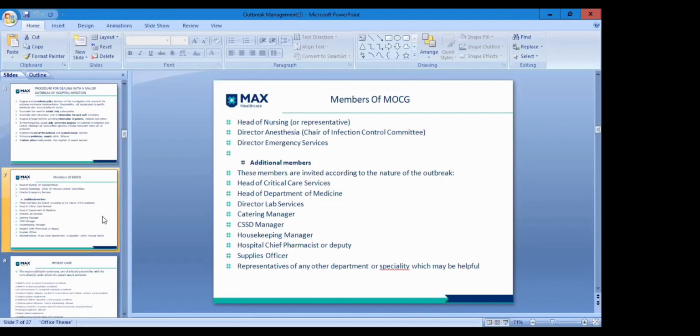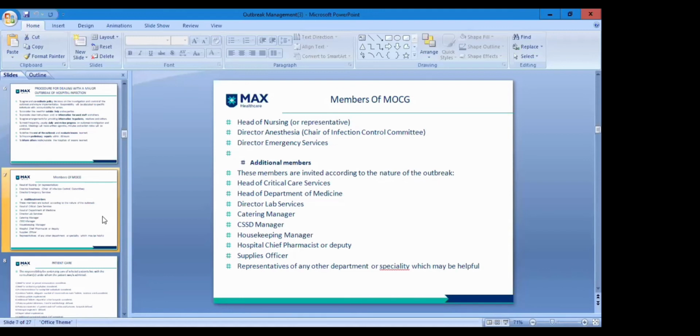The hospital chief pharmacist was involved. We all remember an era where remdesivir was not available in most hospitals, though it was available in the market. So the chief pharmacist was involved in this case. The supplies officer, or a store manager, was involved, because N95 masks and an adequate number of PPEs need to be there. So our supplies officer was involved, along with a representative of any department.